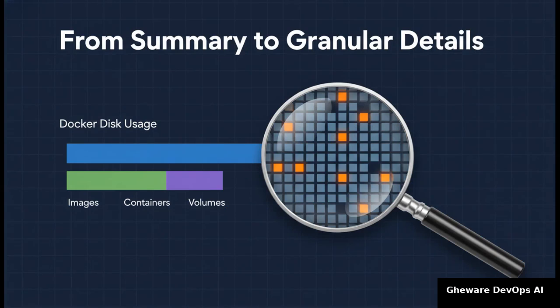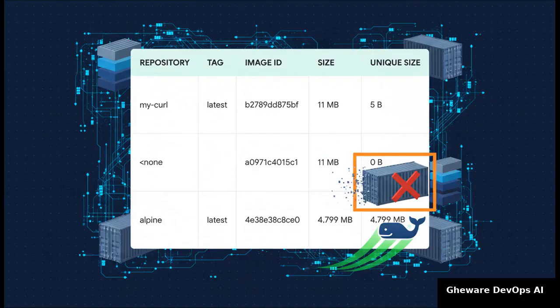That summary is great. It tells us what's taking up space. But to find out why, we've got to dig a little deeper. So let's zoom in and see the individual culprits that are hogging our disk. Just by adding a -v for verbose, you get this incredibly detailed breakdown. Now you can see exactly which images are adding to that big reclaimable number. And do you see these ones here, where the repository and tag are just none? Yep, those are the infamous dangling images. They are our prime suspects.